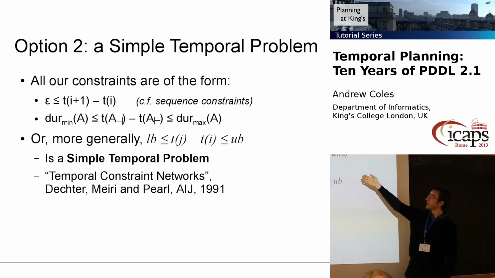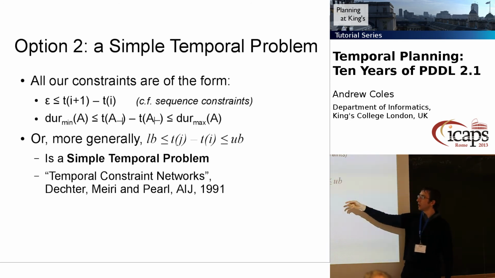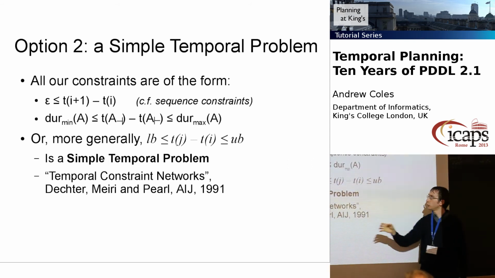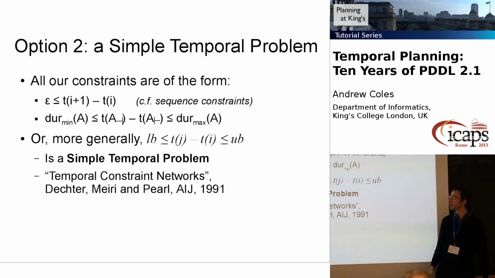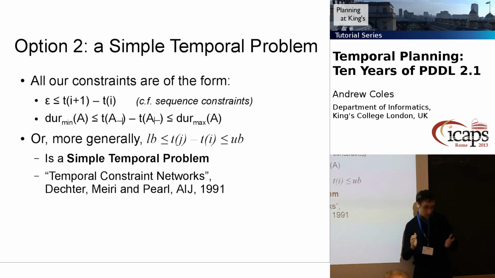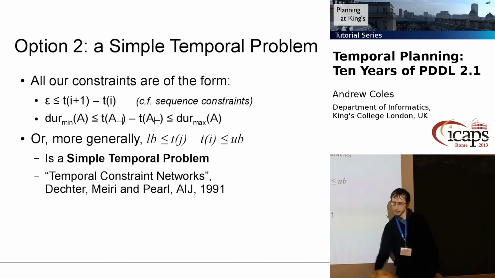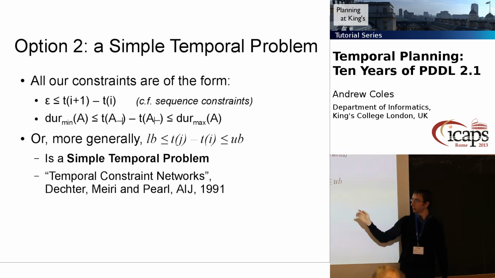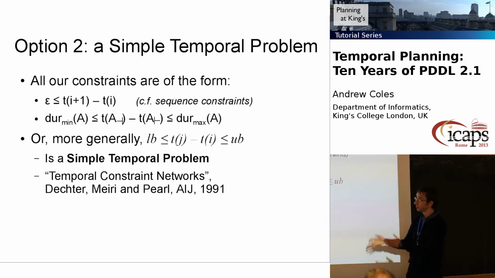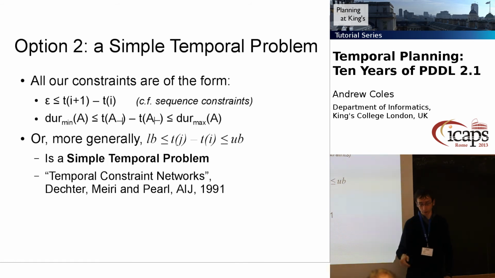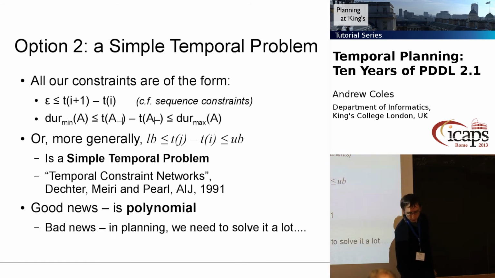More generally, we can see both of these are in the form: some lower bound is less than or equal to the time elapsing between a pair of points, which is less than or equal to some upper bound. This is precisely the form of a simple temporal problem, which goes back to a nice piece of work in 1991 in AIJ. So from a planning point of view, STPs are wonderful. We can use them to solve all the headaches we have with temporal planning and managing the extra constraints we have to deal with.